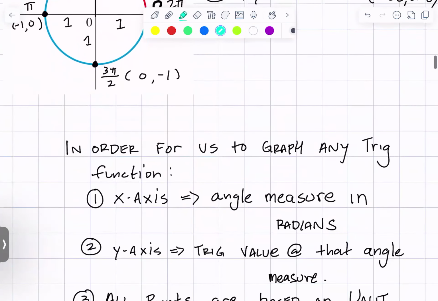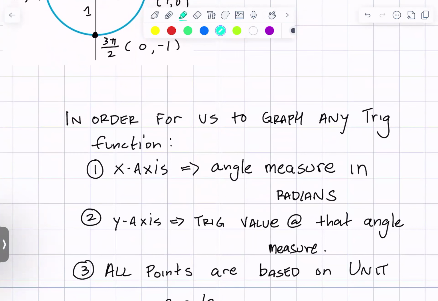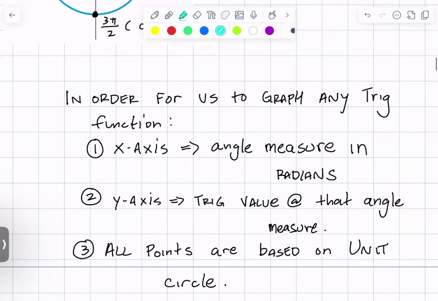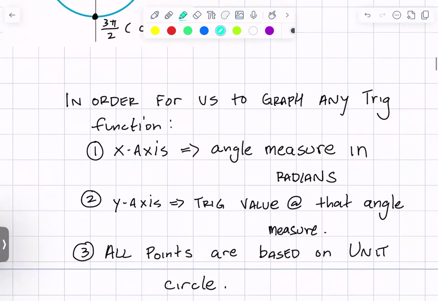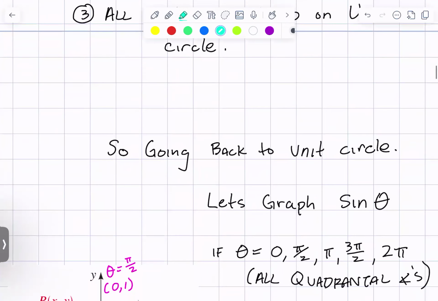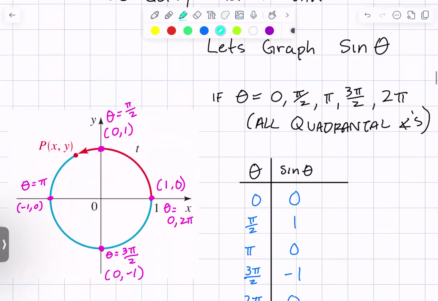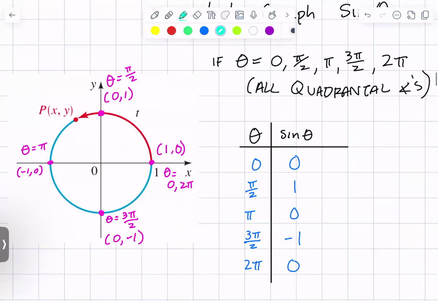So in order for us to graph any trig function, if we have an xy coordinate plane, our x-axis will represent the angle measures in radian form. Our y-axis is the trig values at that angle measure. And all the points are based off of the unit circle like what we just did. So going back to the unit circle, we know our theta is our quadrantal angles like I just explained.